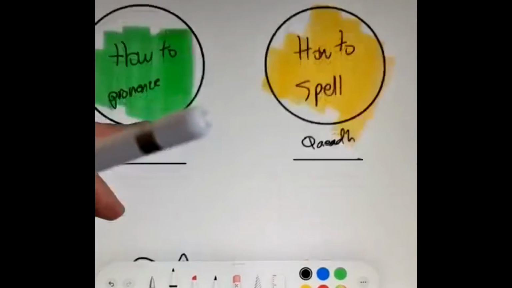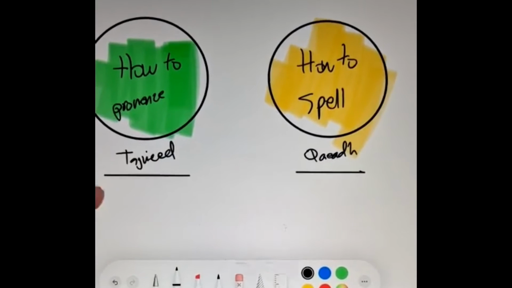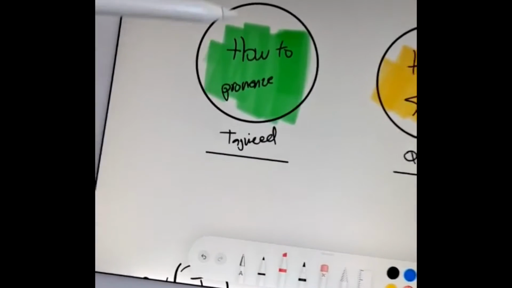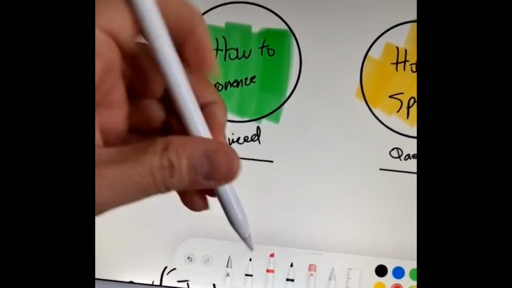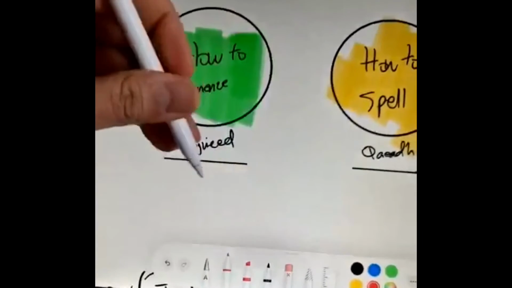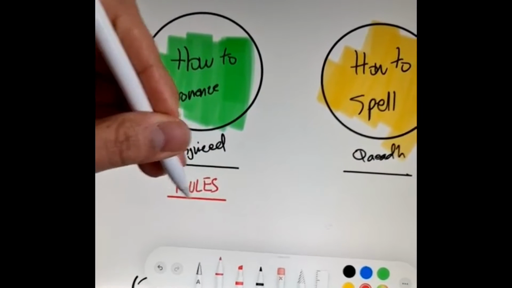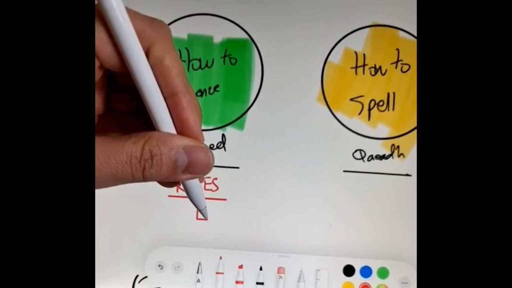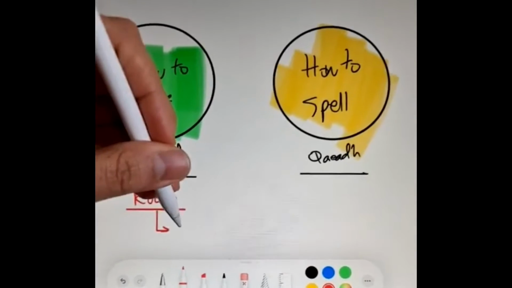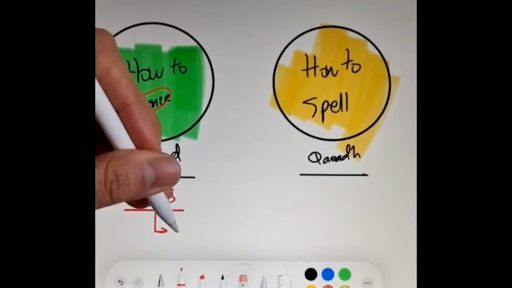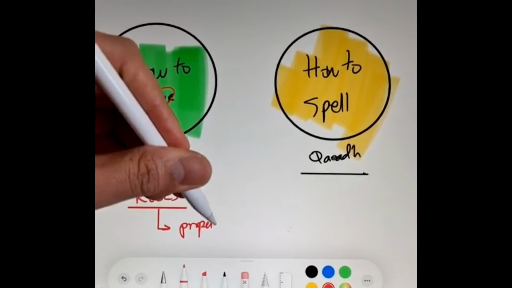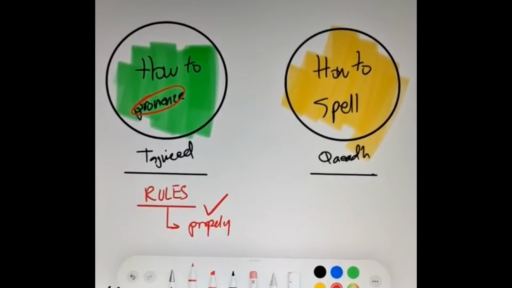Okay, so let's go back to what we were saying here. How to Tajweed and Qaedah. We learn Tajweed, so we learn rules. Guys, Tajweed is learning rules. You learn rules that you will follow, and by following these rules, you would be pronouncing Qur'an properly, and that's what we want.